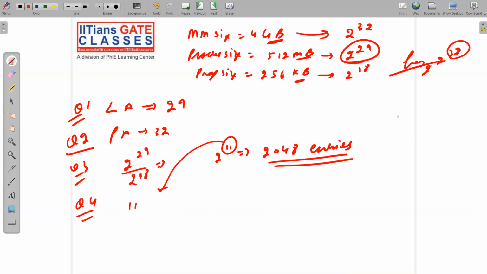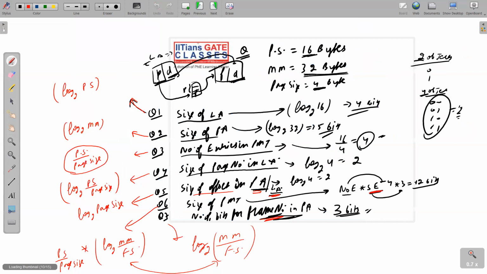Okay, so I will simply tell you, see this. Logical address is of 29 bits. So the first 11 bits will be for page number, and the last, how many? 29 minus 11, that is 18 bits for offset. So 11 plus 18, we get 29 bits. So I think nobody is having any confusion.